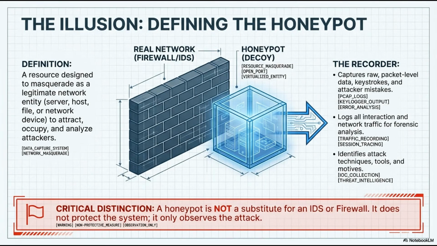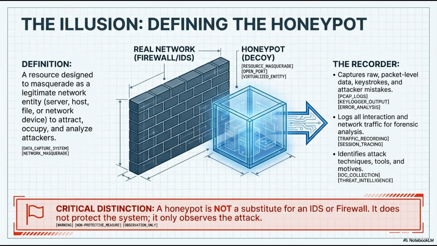Absolutely not. Think of it this way. A firewall is a shield. It blocks things. An IDS is an alarm. It alerts you. A honeypot does neither of those things for your real network. So it doesn't protect the system? Not at all. It creates a diversion and observes the attack. So if you're asked on an exam if a honeypot protects your network? The answer is a hard no. It's an observer, not a shield. A security camera, not a deadbolt.